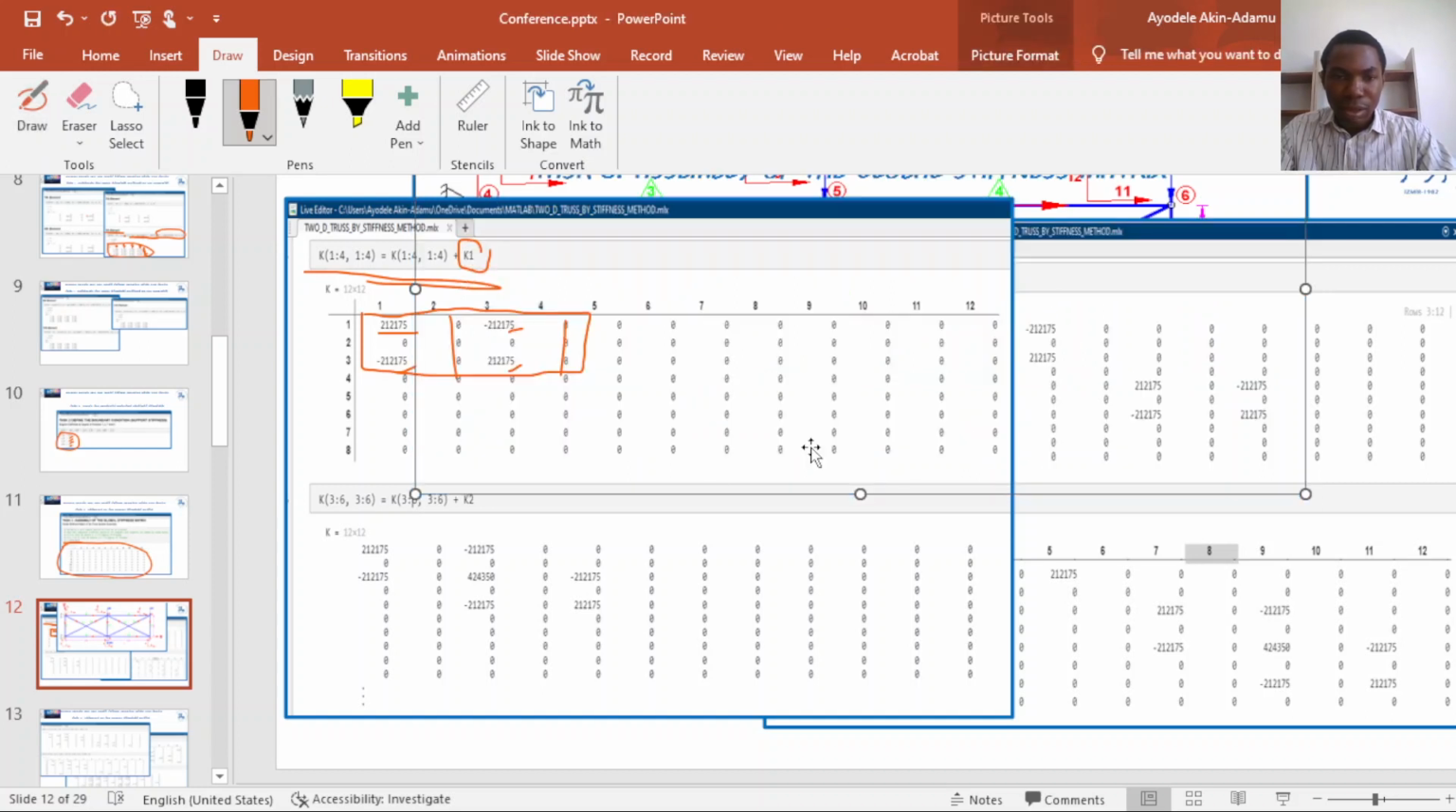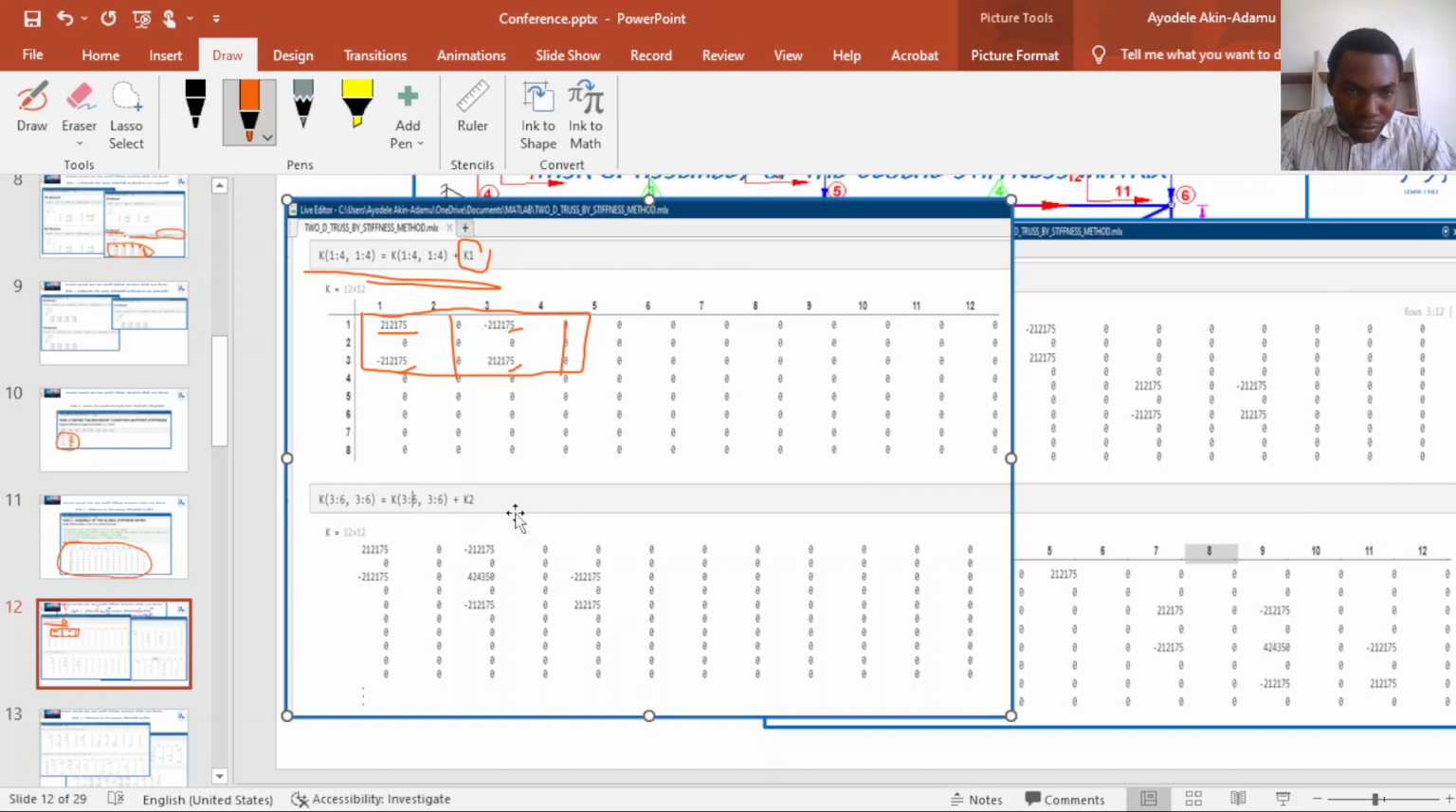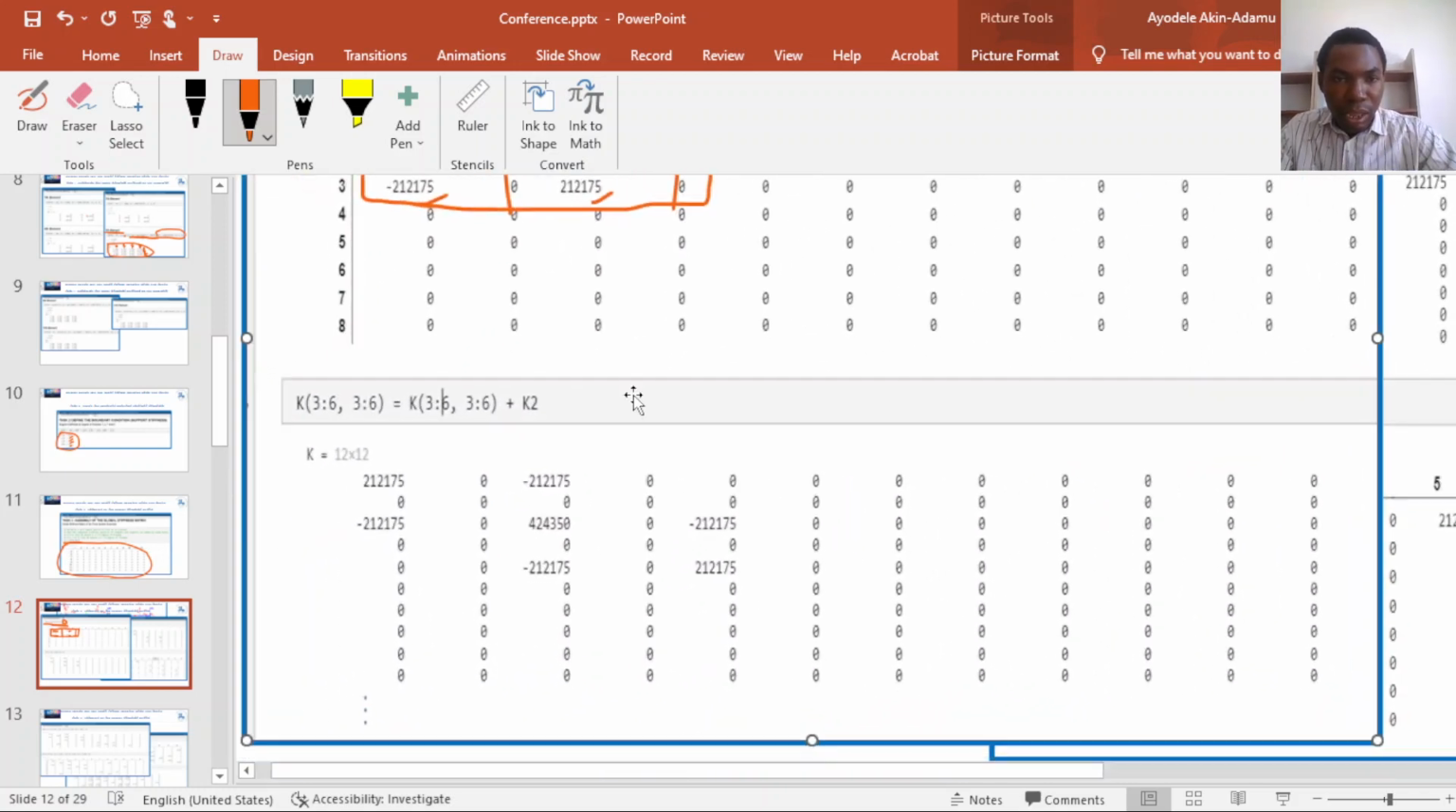Send to back. So if we check this line of code, adding K2 to the 0 matrix, I'm adding it at 3 colon 6 of the global stiffness matrix, 3, 4, 5, and 6. This 3 colon 6 means 3, 4, 5, and 6 along the row, and also along the column 3, 4, 5, and 6, plus K2.